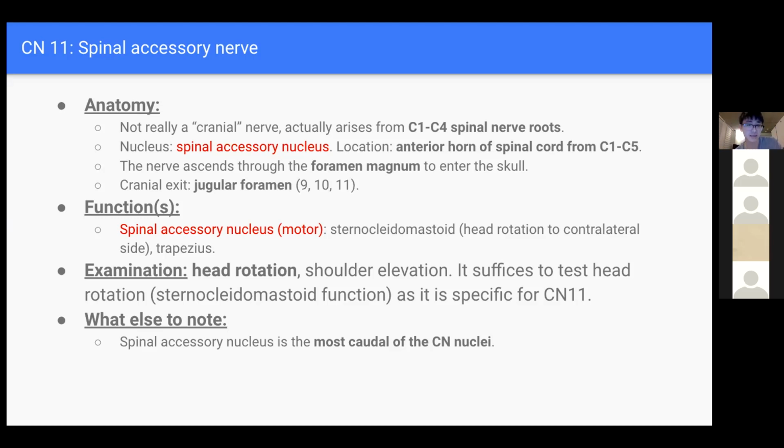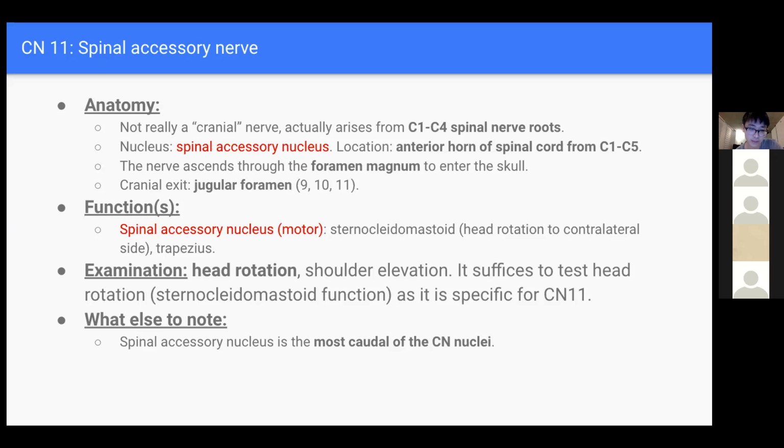So you would examine it exactly this way. You would ask him to rotate against your hand. You would ask him to elevate his shoulders. What you should know is that the head rotation, the sternocleidomastoid, is only innervated by CN11. The trapezius is innervated by CN11 and also a couple of other things. So essentially the specific test for CN11 is the sternocleidomastoid function.